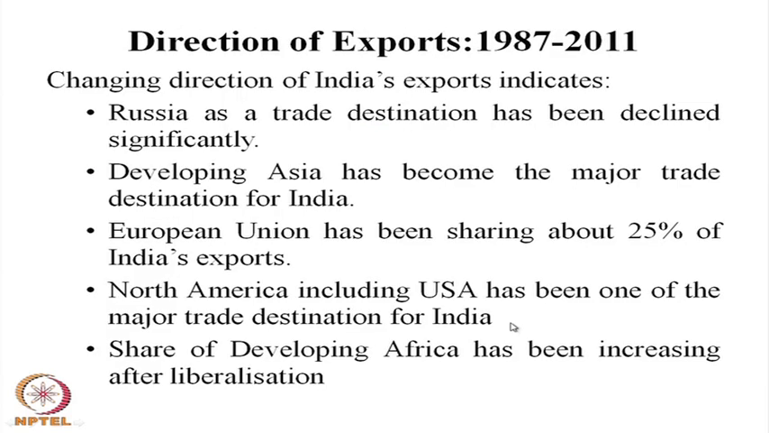So, this indicates that from 97 to 2011, Russia as a trade destination has declined significantly. Developing Asia has become the major trade destination for India. The European Union has been sharing nearly 25% of our export revenue. North America including USA has been one of the major trade destinations for India. The share of developing Africa has been increasing after liberalization. However, we have not explored the African countries so far as a destination. There is further scope to increase our export revenue through developing African countries.